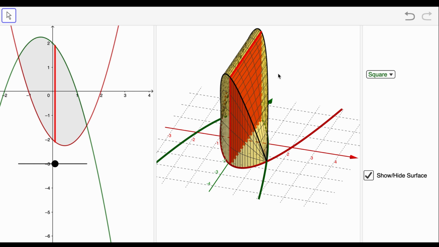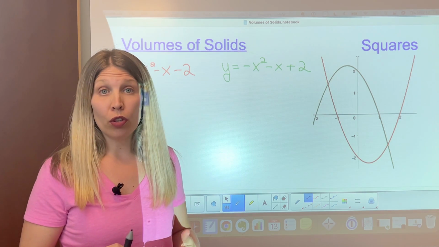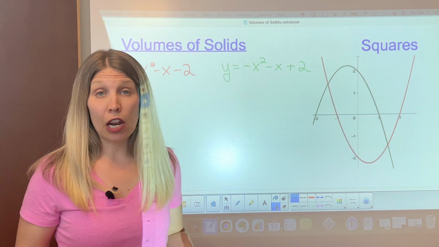So this yellow picture shows you the volume that we're creating when we are sliding the squares along the x-axis all the way from the left-hand side to the right-hand side. So this is the volume that we are going to be solving for. Like you saw in the 3D image, we're creating that volume. So let's take an aerial look at this.